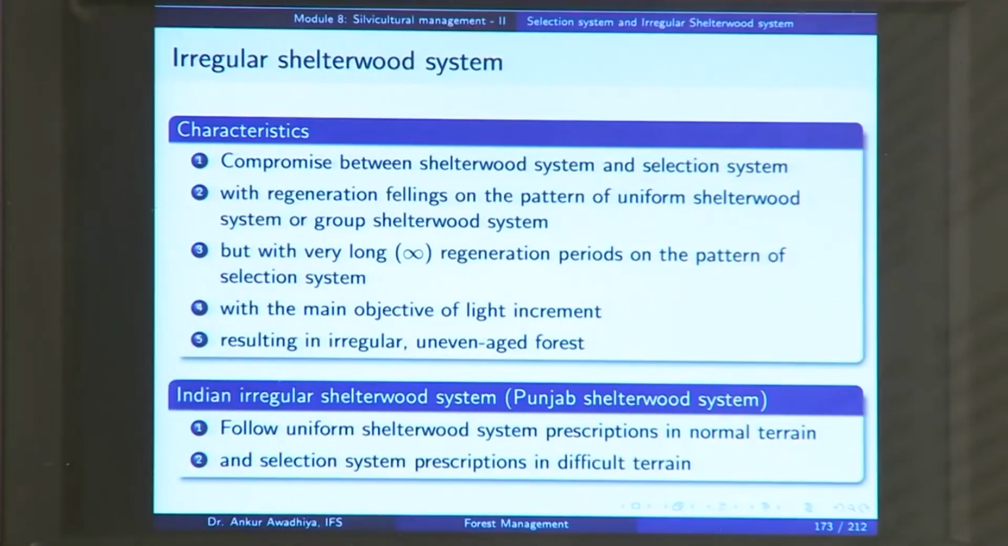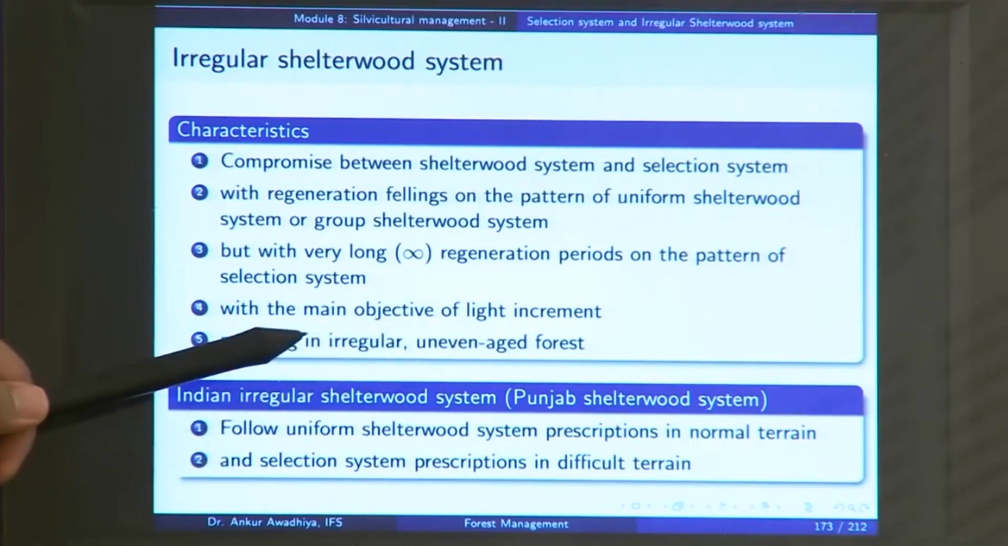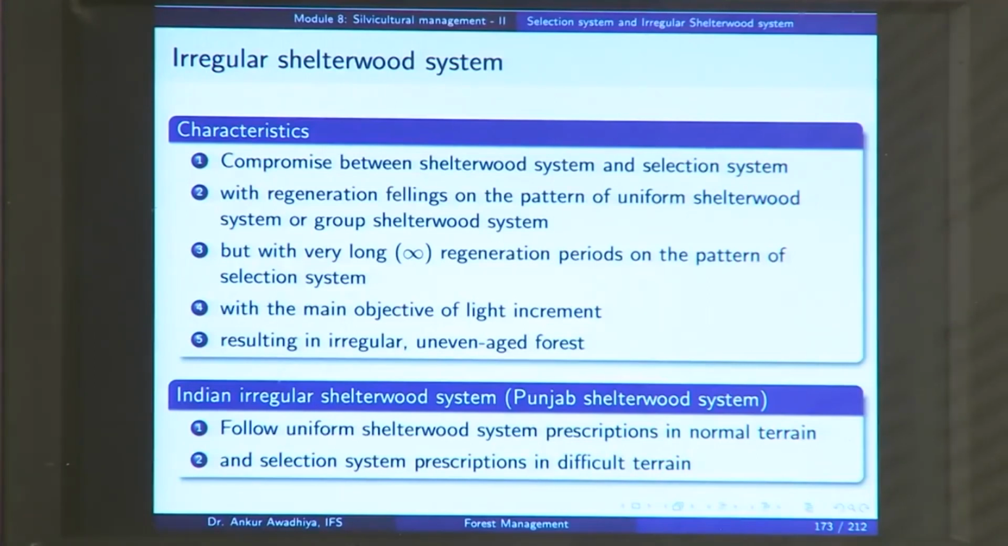Because as you remember, in the case of a selection system, we were visiting each area of the forest every year till infinite number of years for the regeneration. So, this characteristic of the selection system is added to the Shelterwood system to get the irregular Shelterwood system. Now, the main objective is that of light increment, as in the case of your Shelterwood system, and because you add both these characteristics, you get an uneven aged forest which is irregular in nature. So, you are doing selection system in certain areas and you are following the Shelterwood system in certain other areas.